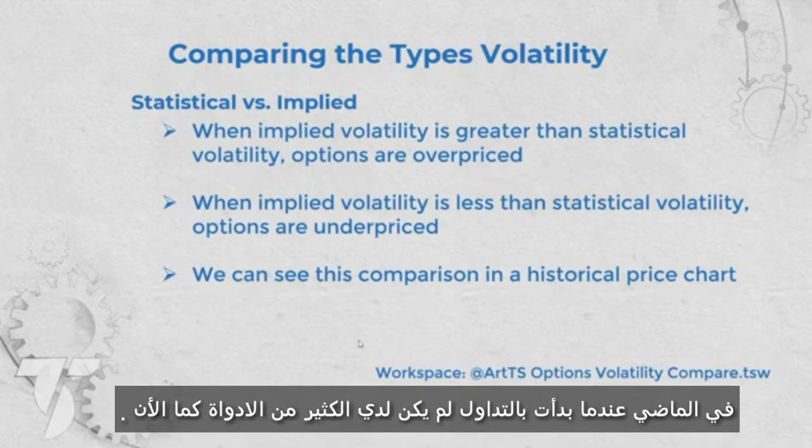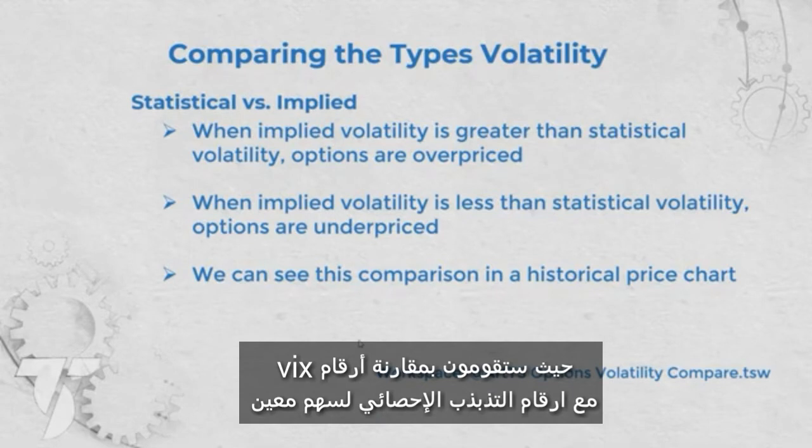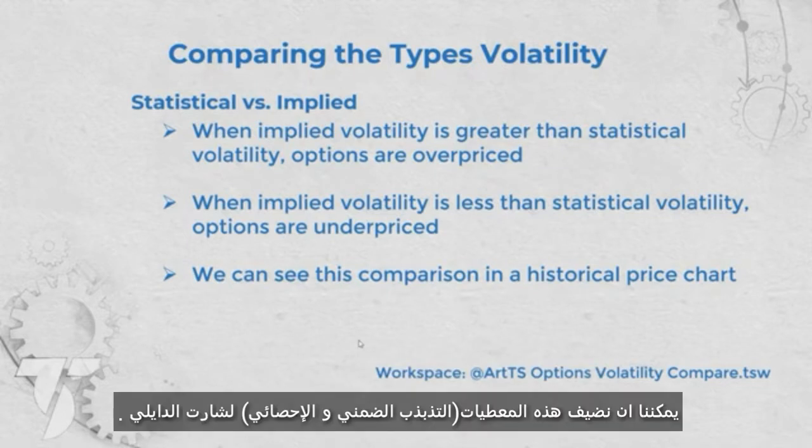In the early days of options trading, when I first started trading options, I didn't have a lot of the same data tools that I have now. One of the tools that you would look at if you were trading, let's say, SPX options, or you were trading in the E-mini futures or the big futures contracts for major markets, you would look at VIX and you would compare that VIX number to a statistical volatility of that underlying asset. And so we can plot those two values on a daily chart, both the statistical volatility and the implied volatility.